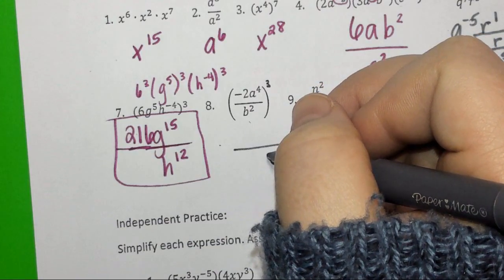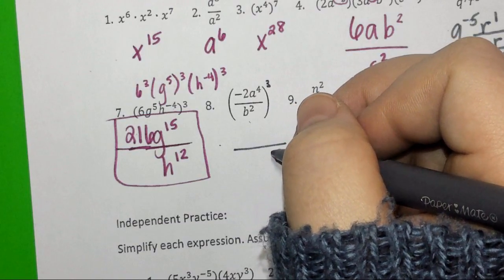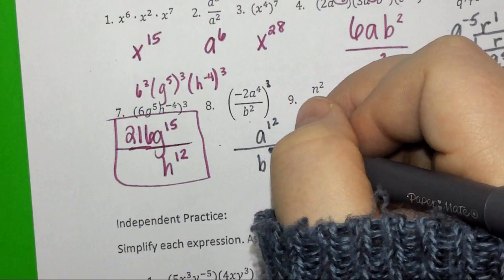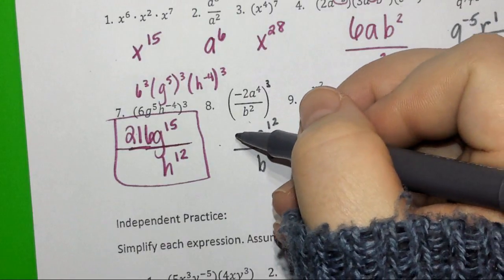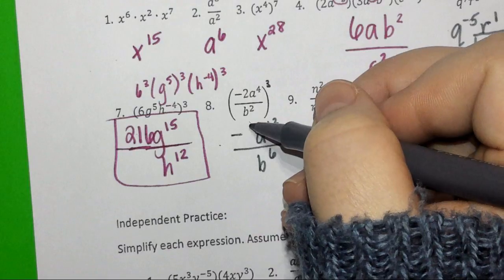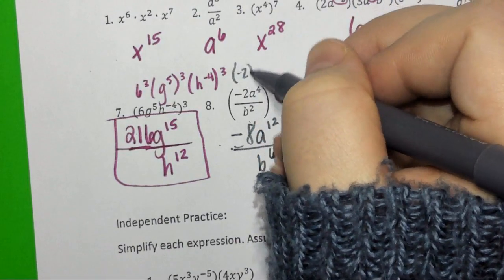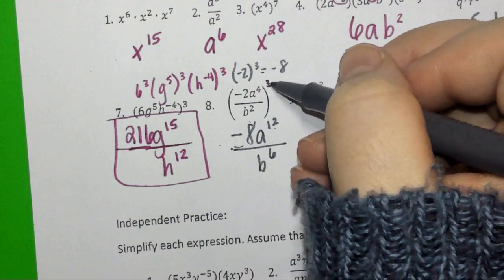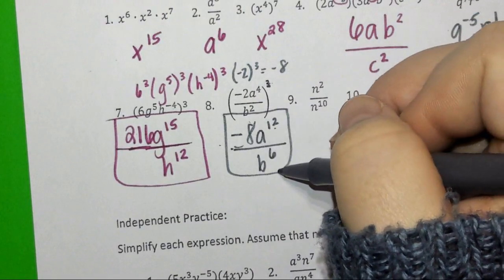You're adding your powers. When we raise to a power, aren't we supposed to multiply the exponents? Yes, but what about the negative 2 to the 3rd? What is that? Negative 8. 4, you can have your point. Negative 2 to the 3rd is negative 8. 4 times 3 is 12. 2 times 3 is 6. So it's negative 8 a to the 12th divided by b to the 6th. Perfect.